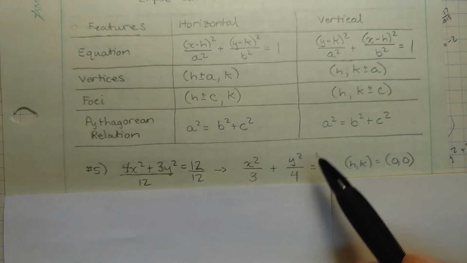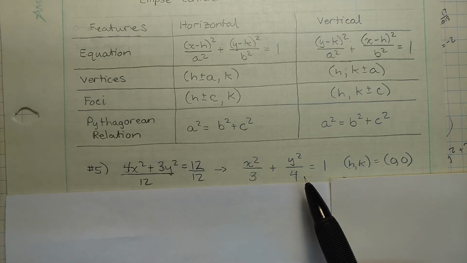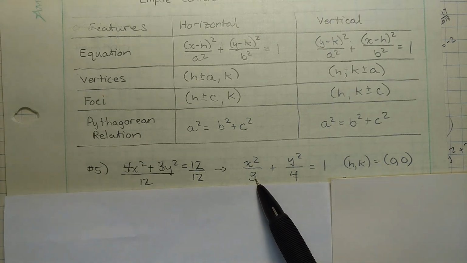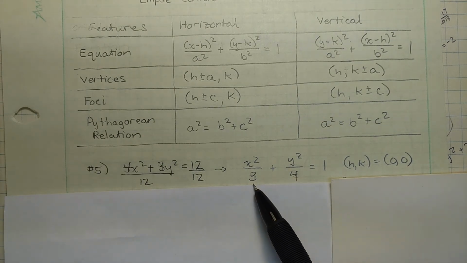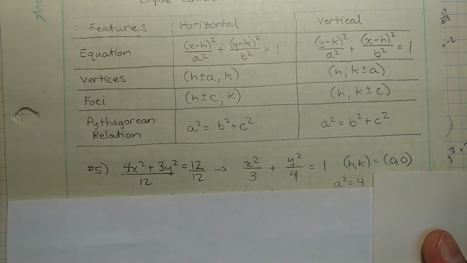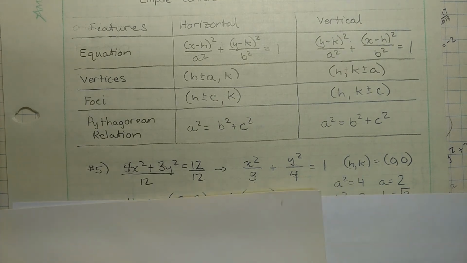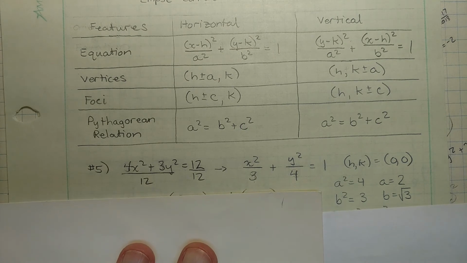Well, notice I've got my a squared and b squared. By the way, which one's a squared? That's right, it's this one. It's not this one, even though a squared can come second, it's got to be the bigger number. So a would be 2, b would be square root of 3. a squared is 4, so that makes a 2, like I said. b squared is 3, that makes b radical 3.